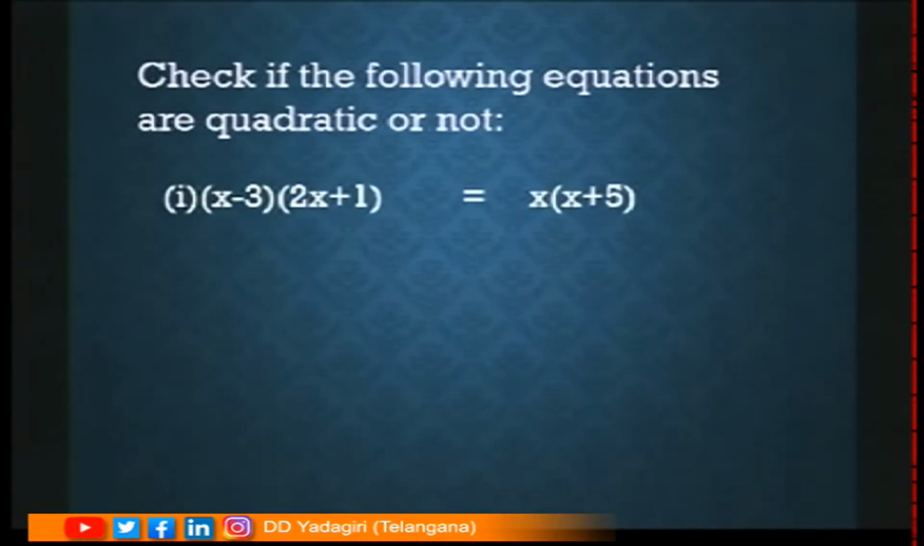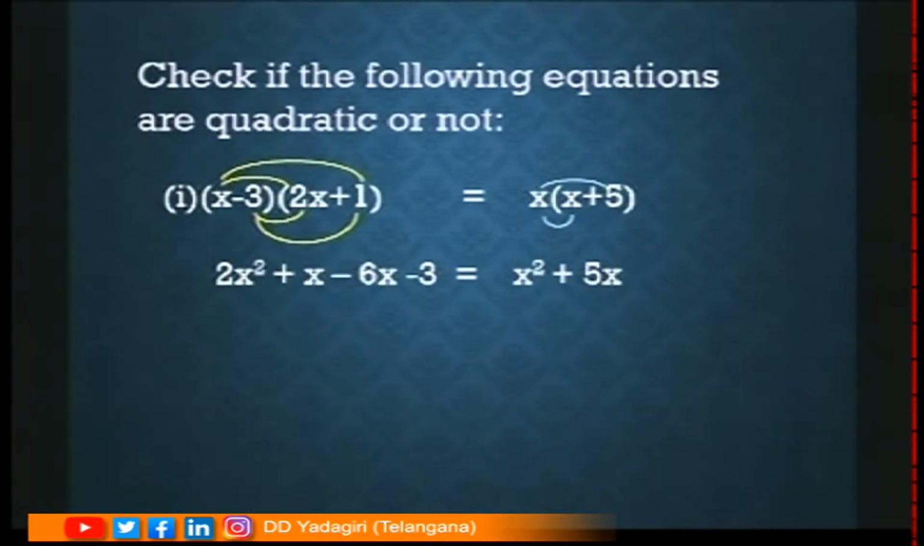Now we are given an equation wherein the LHS is the product of two binomials (x − 3) multiplied by (2x + 1) and RHS is x times (x + 5). Now let's open up the brackets by multiplying the respective terms. x with 2x, x with 1, −3 with 2x and −3 with 1. And on the right hand side, x with x and x with 5 using distributive property.